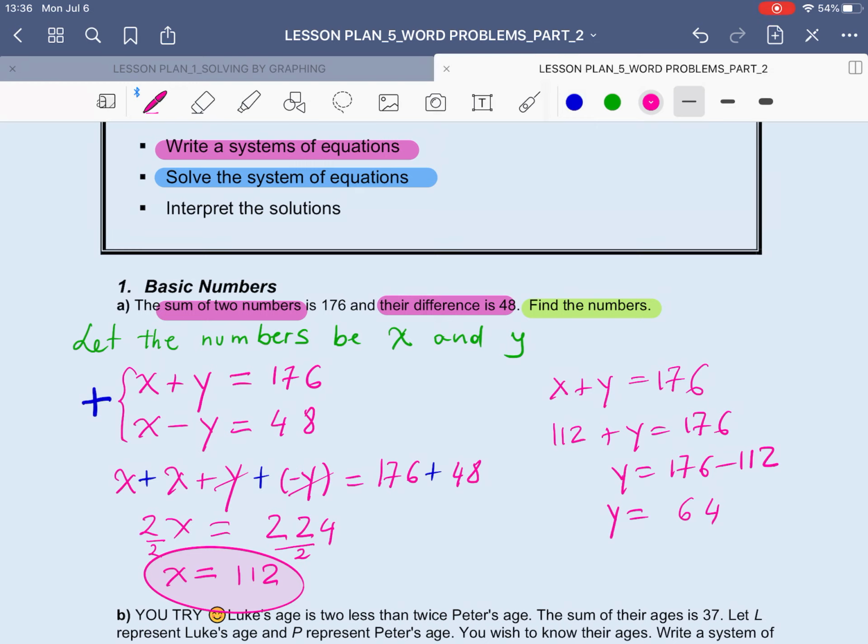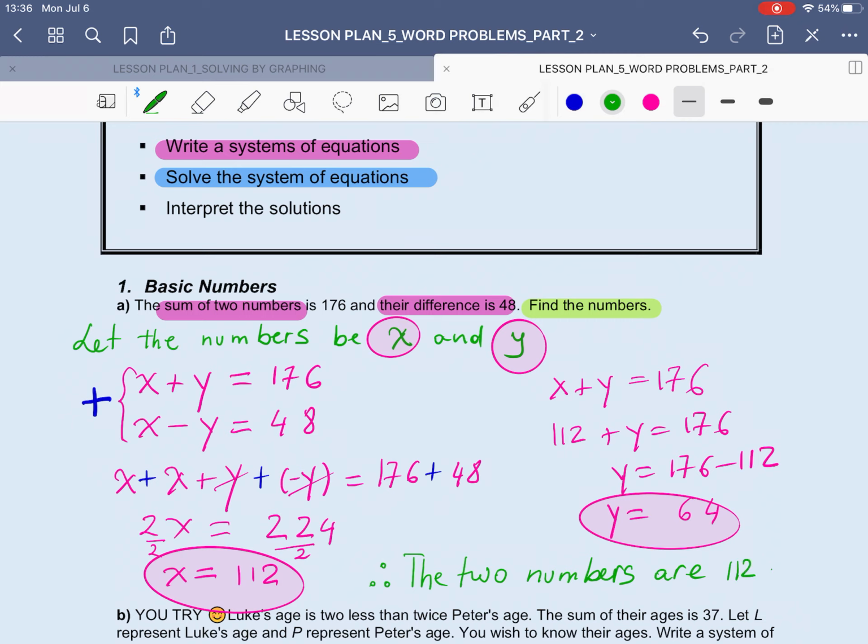So we're going to say that, hey, we're all set with y. Remember what x and y represented? They represented the two numbers. And we're going to say that we got both of them, which means that we're ready to write the therefore statement. Remember the therefore statement, right? So we're going to say that the two numbers are 112 and 64.